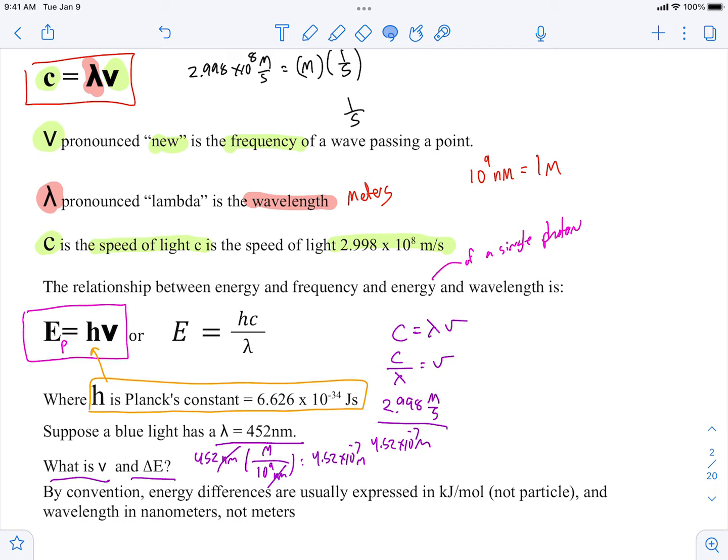Oh wait, I'm missing an exponent here. Hang on a second. Times 10 to the eighth. These are all too close together. Let me move them apart. All right, so what do we get? This is a good number to store in your calculator, by the way, the speed of light. Just put it in under C.